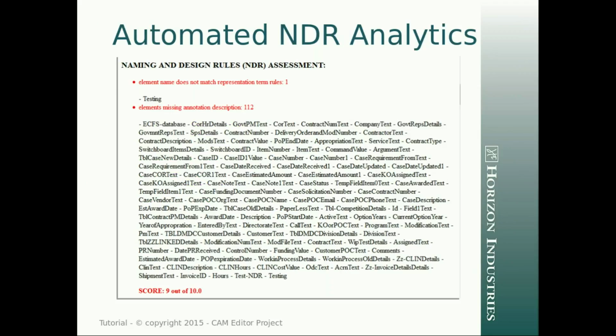And to help you with this, we have automated naming and design rule analytics. This is the template evaluation report that you can run. It will show you how well you're doing. As you can see here, it flags things that don't pass the representation term rules. It flags things that are missing definitions, and so on.